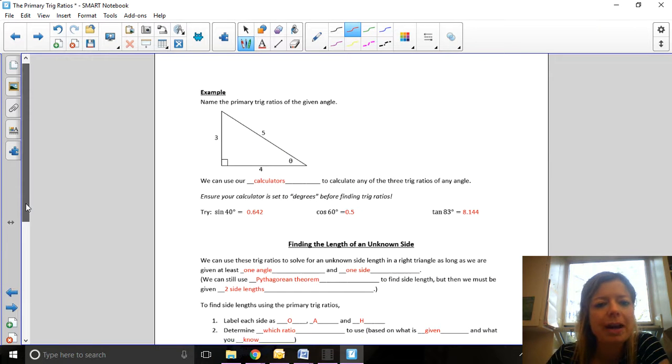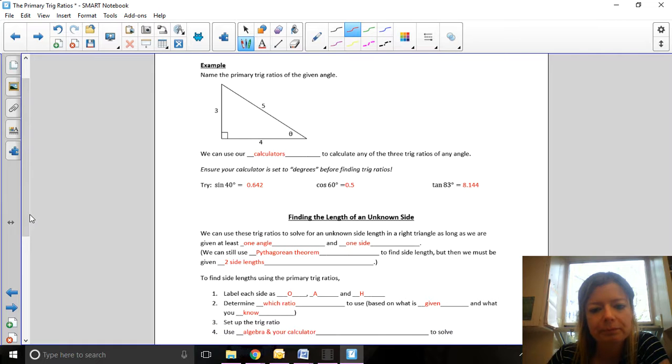Okay, so what can we actually do with SOHCAHTOA? Well, we're going to use it to find the length of unknown sides, and we're going to use it to find the size of unknown angles. So it is really quite a useful thing. But before we go do that, let's make sure we understand what's being asked.